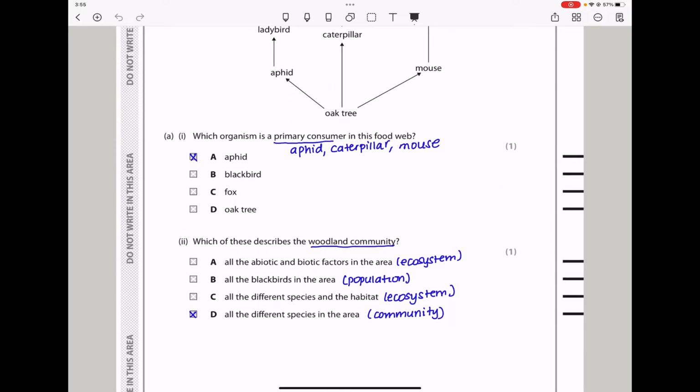Next, they say, which of these describes the woodland community? A, all the abiotic and biotic factors in an area. No, this is talking about the ecosystem. Or the blackbird in the area. That is talking about a population because these are the same species. Or the different species in the habitat. That is about ecosystem. And then all the different species in an area. This is about community, and therefore this is going to be the answer.